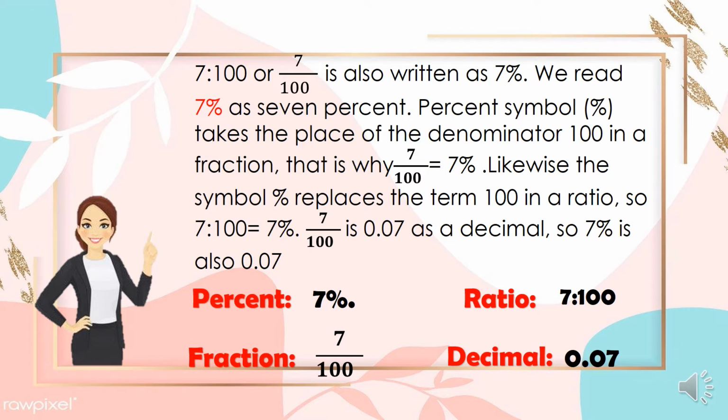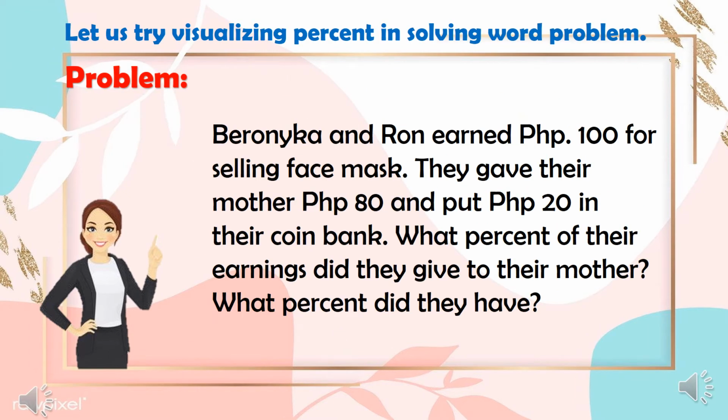So, 7% is also 7 hundredths in decimal. So, for percent, we have 7%. For ratio, we have 7:100. For fraction, we have 7 over 100. And for decimal, that is 0.07. So, these numbers are actually the same in value.